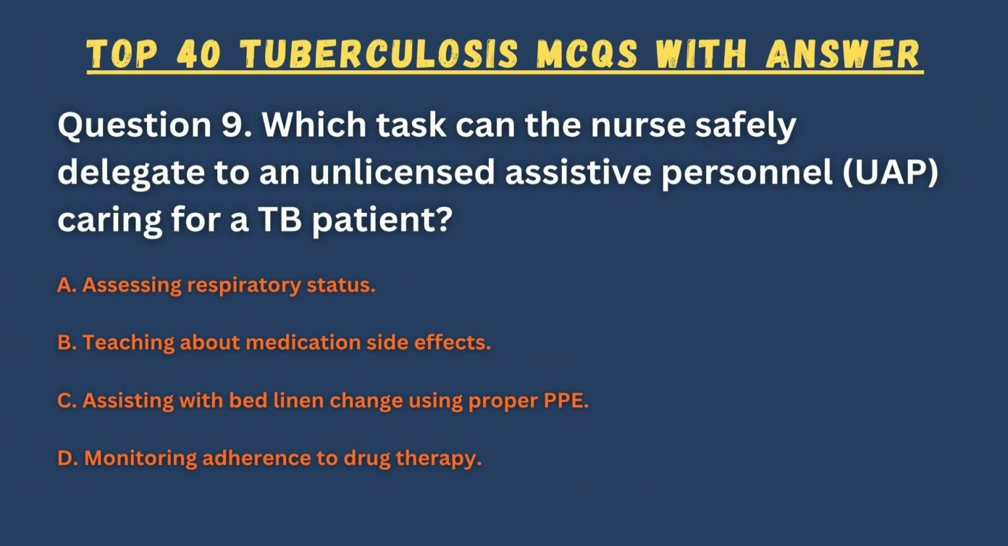Question 9. Which task can the nurse safely delegate to an unlicensed assistive personnel, UAP, caring for a TB patient? A. Assessing respiratory status. B. Teaching about medication side effects. C. Assisting with bed linen change using proper PPE. D. Monitoring adherence to drug therapy.